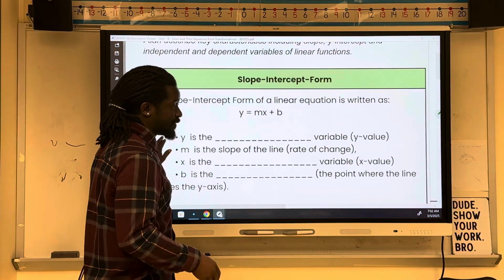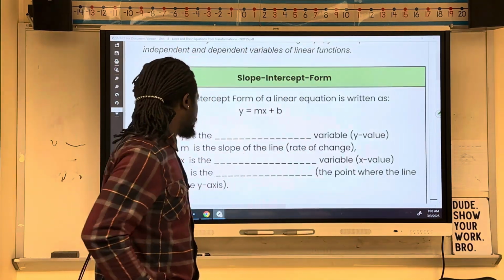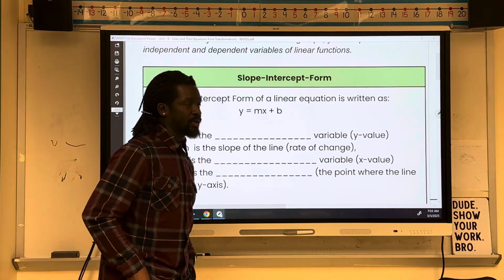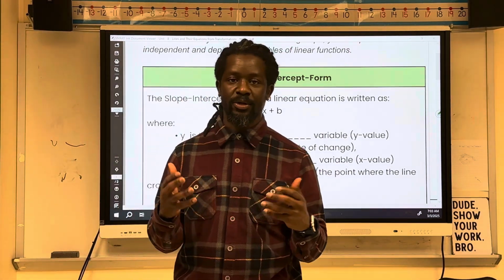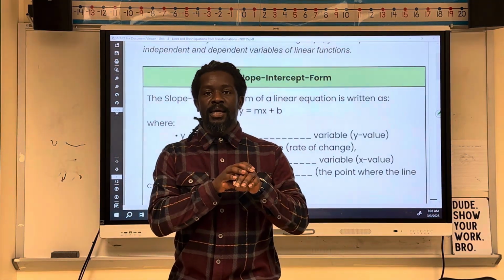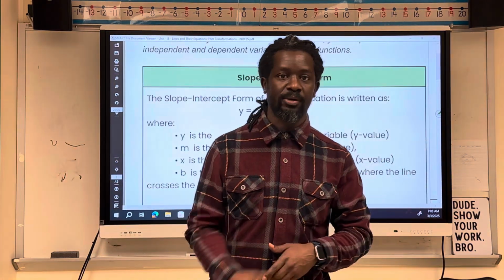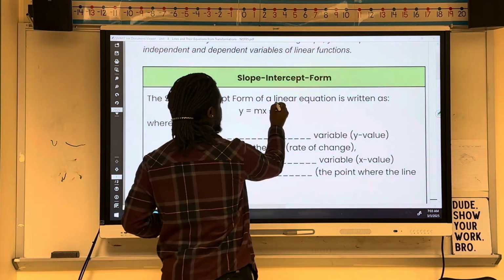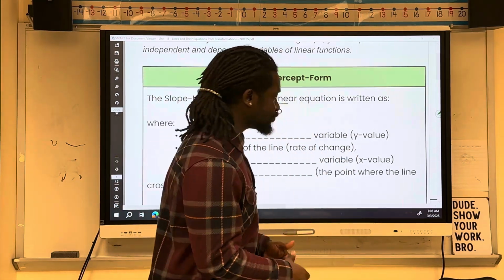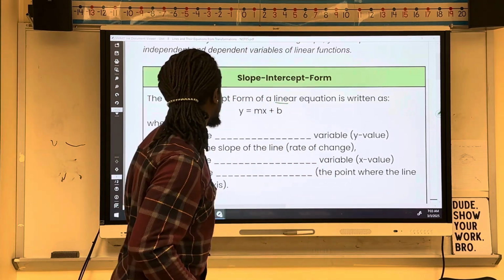I've said a lot of specific terms, so let's start by defining what I mean. The slope-intercept form of a linear equation. Well, let's talk about a linear equation. All a linear equation is, is an equation that is represented by a line on a graph. When you hear linear, you should think that it is a line. It makes a straight line, and this equation can be displayed on a graph.